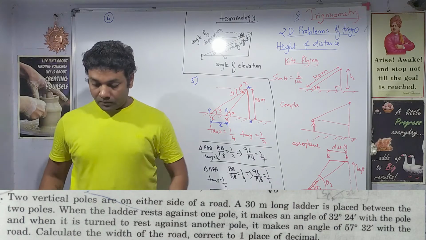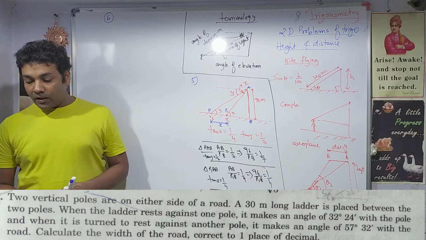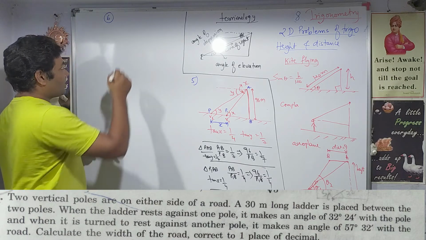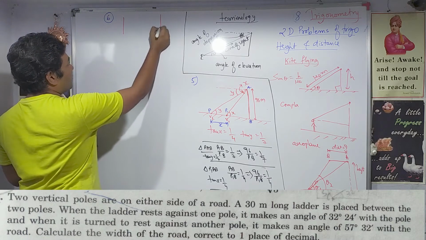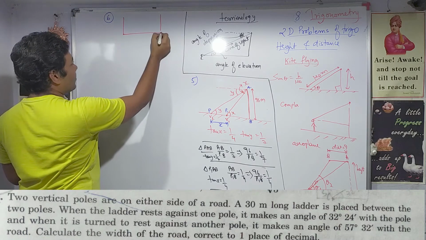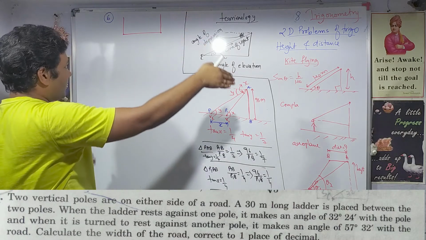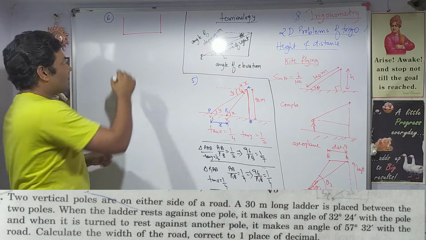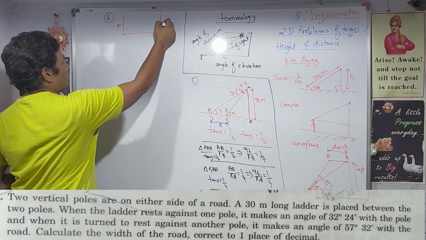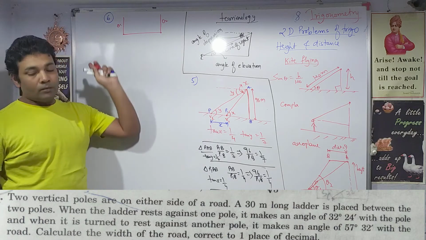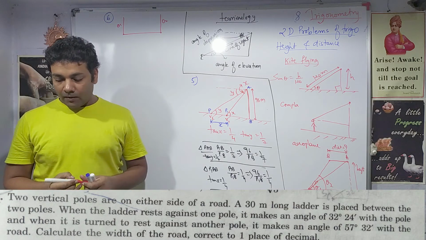So the question says 2 vertical poles are on either side of the road. So let us say these are the 2 poles. This is one pole, this is another pole, right? And this is the road. So you can say this way, this is the road, one pole is here and another pole is here, right? You can name the poles O1 and O2. Since we use P1, P2 in our labeling, we will use O1 and O2. You can use as you like.